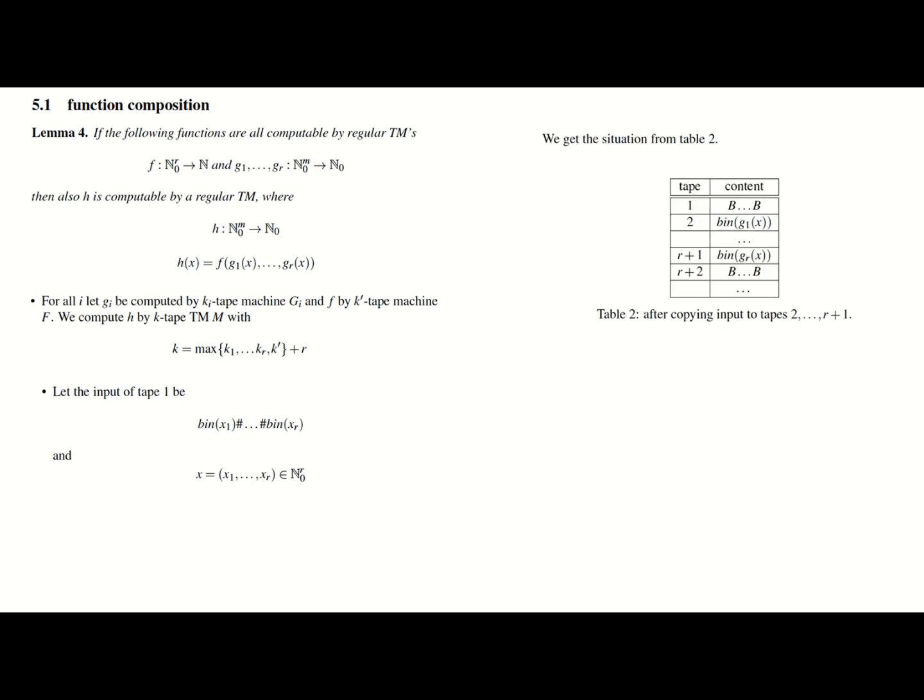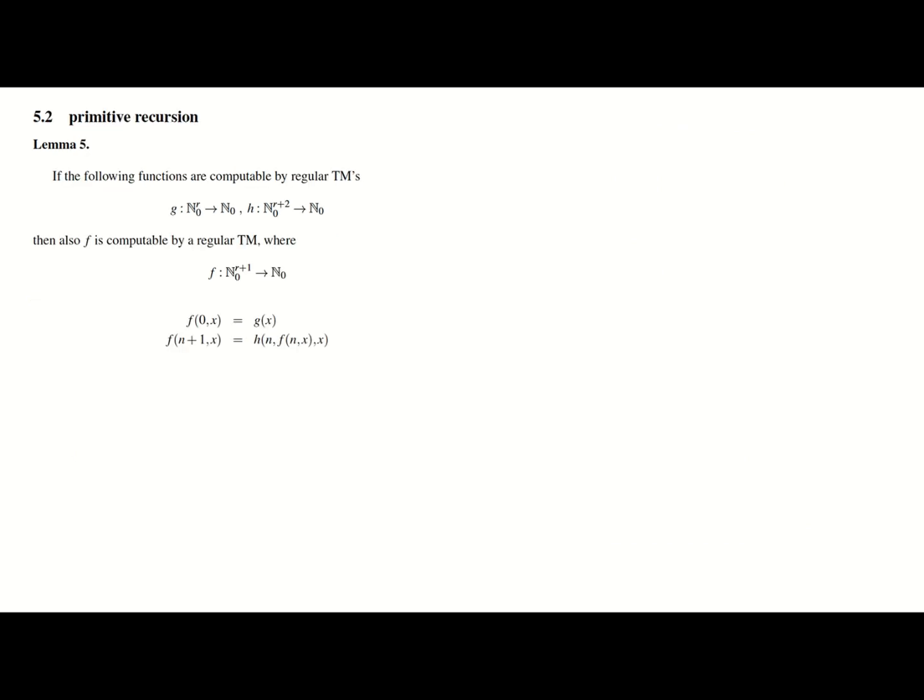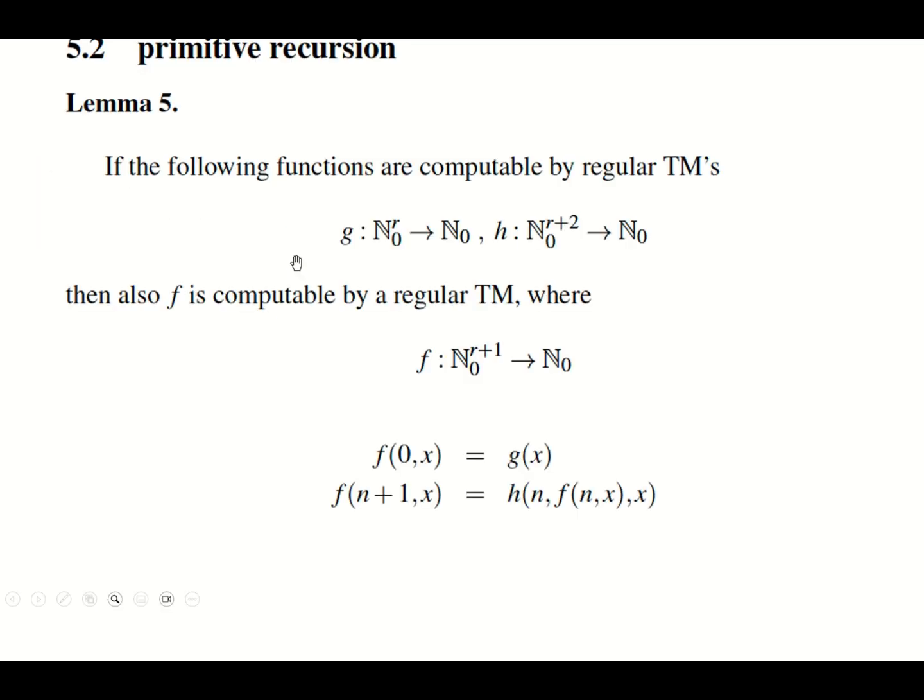So next, this computes composition. Now I have to compute primitive recursion. This is more complicated in the sense that previously it was just very straightforward: write them down, compute G, copy to tape 1, compute F. Now, let's say the following functions are computable. So this is the definition of recursion. I have a function G of r variables, for which I know the Turing machine exists, a function H of r plus 2 variables for which the Turing machine exists, and now I'm saying that I can construct a Turing machine for function F that is defined by primitive recursion.